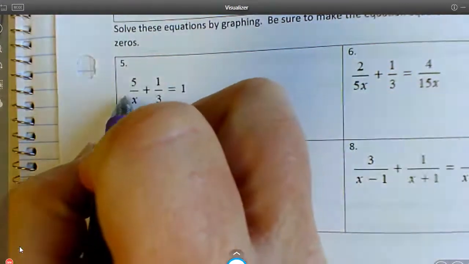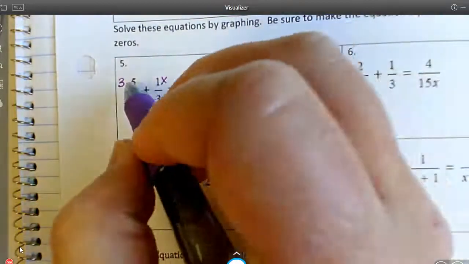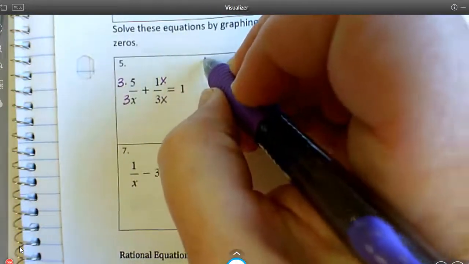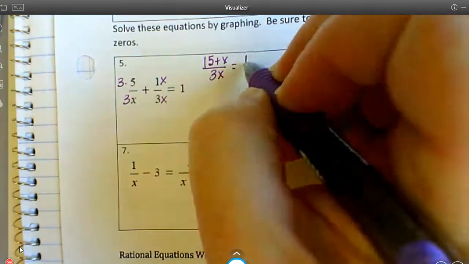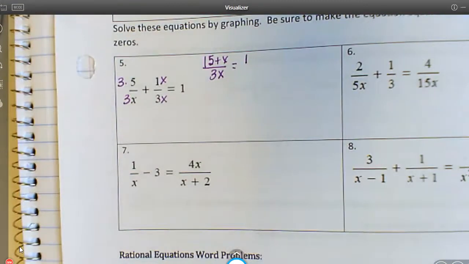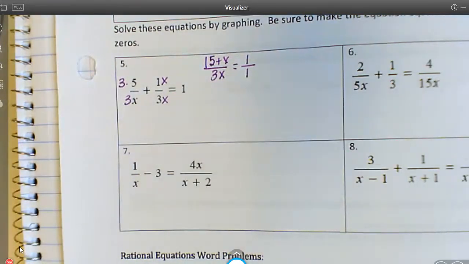3x. So that means I'm going to multiply this one by 3, this one by x. And so I'm going to start it over here, so that's going to give me 15 plus x over 3x equals 1. Now I don't have a fraction on the right side, but it's a number, it's a 1, so I can make it 1 over 1. So it's just the fact of getting that common denominator, making it a fraction, and then now you're at a problem just like we just did with proportions.